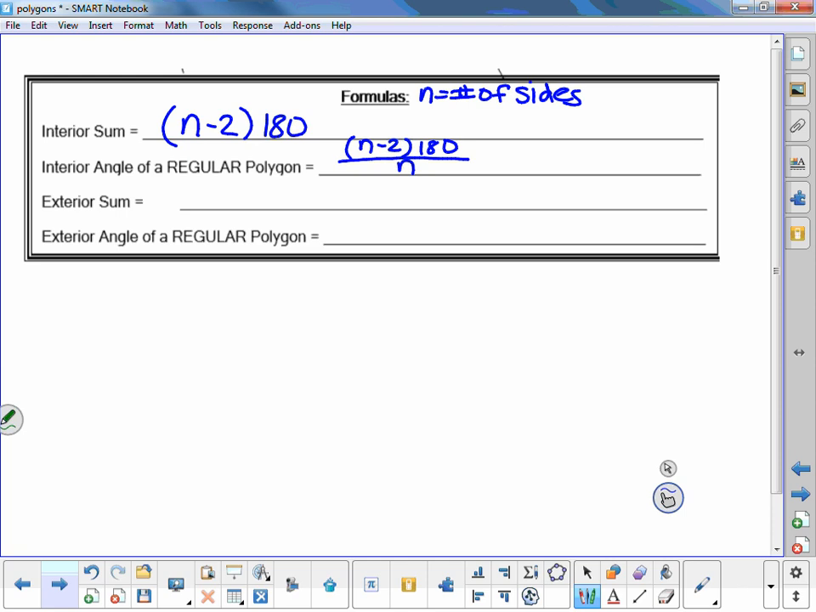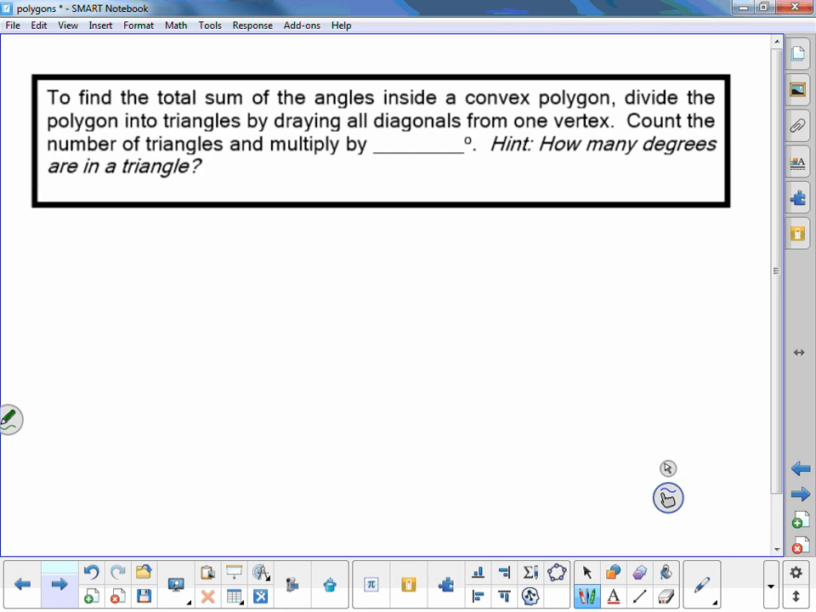Now, all the exterior angles, I don't care how many you have, add up to 360 degrees. If I took them all and put their vertexes together, it would make a circle. And if I wanted to find one of the exterior angles, I'm going to take 360 and divide it by the number of sides I have. Okay?